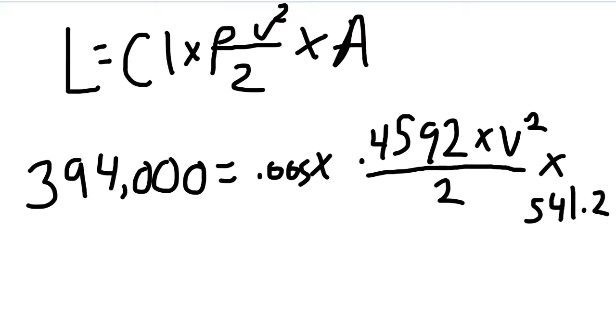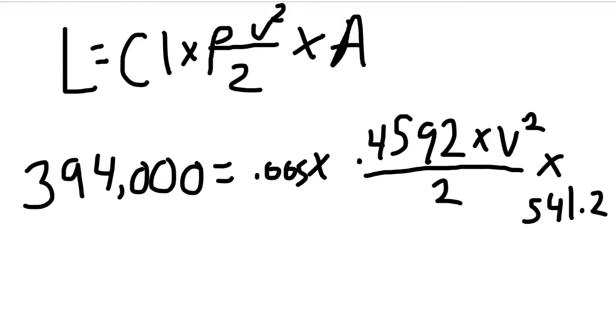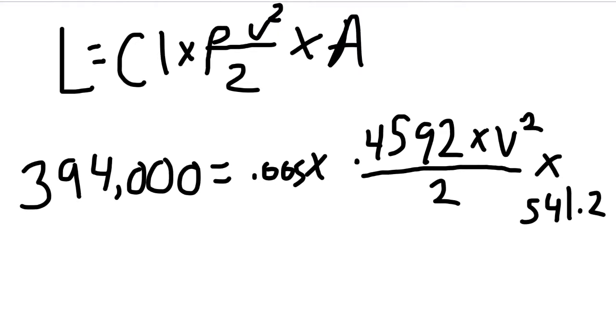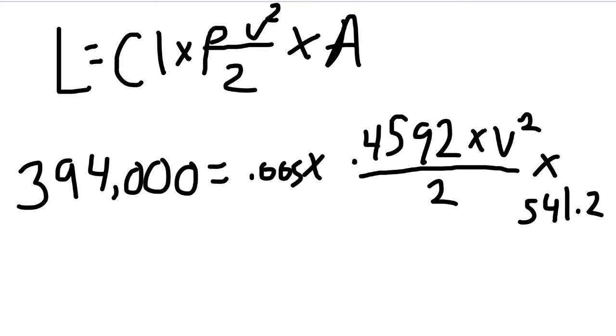Here we have the coefficient of lift found from a graph, multiplied by the density of the air times the velocity squared over 2, multiplied by the area of the wings.